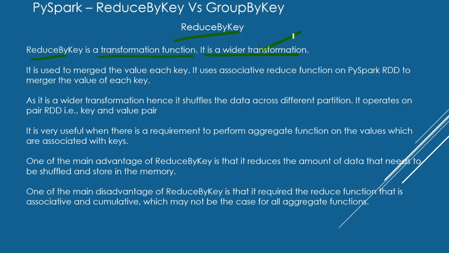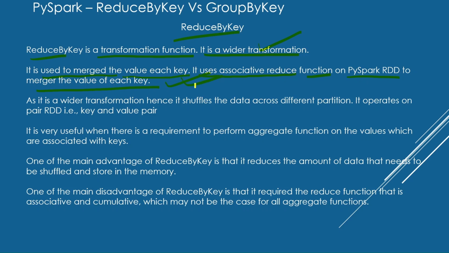What does it mean? It means that data will get shuffled across different partitions over the network. It is used to merge the value of each key. It uses an associative reduce function on a PySpark RDD to merge the value of each key. So let's understand this in detail.